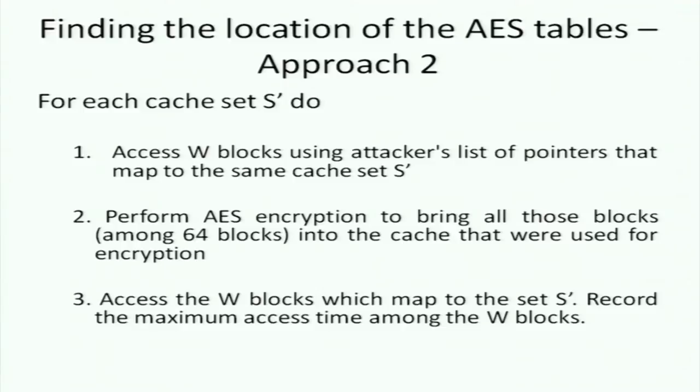Perform AES encryption to bring all those blocks from amongst those 64 into the cache that were used for encryption. And then again, control passes to the attacker. Access the W blocks which map to the same set S prime. Record the maximum access time amongst the W blocks. So there are two loops now. You're doing this for every single set.